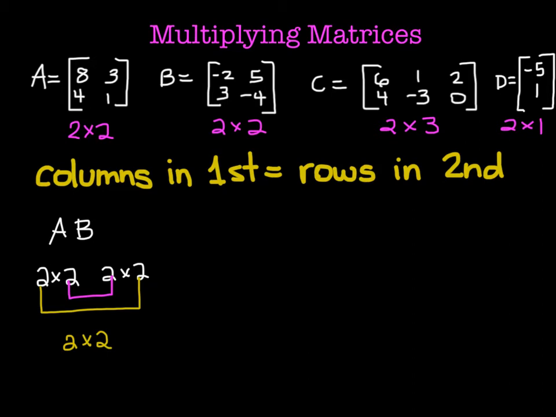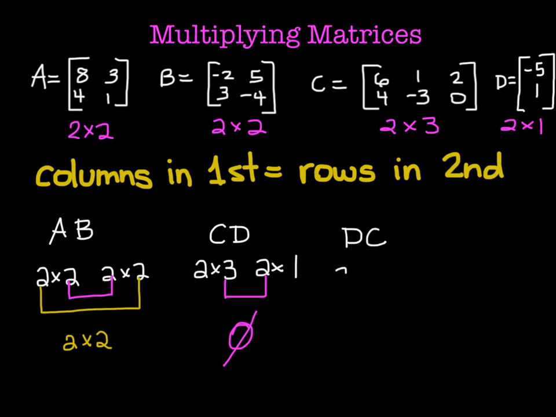Let's look at C times D. C is a 2 by 3. D is a 2 by 1. These don't match. I cannot multiply them. But let's look at D times C. This is a 2 by 1 and a 2 by 3. Again, can't match.